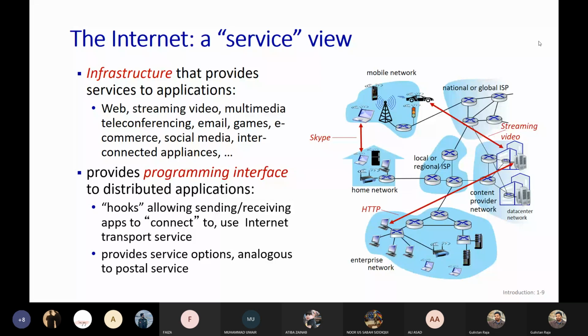For instance, in a normal postal service, you can send a normal letter. You can also send it through courier. You can also send a registered letter. So there are various services available. The same thing is the internet, and the internet is also providing various service options, right? So, infrastructure and programming interface. Have a look at it, and if you have any questions, welcome.